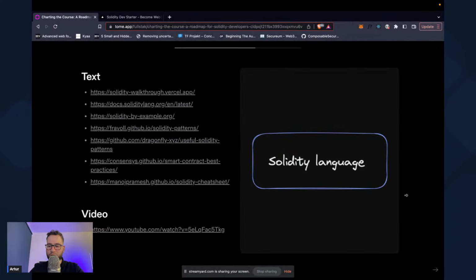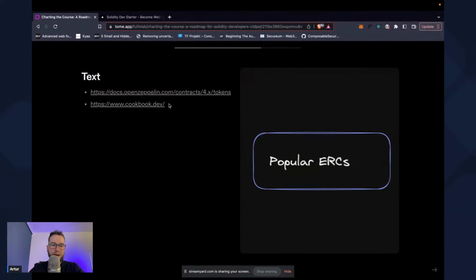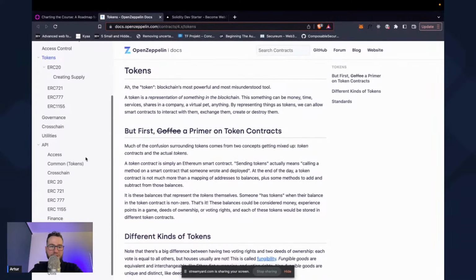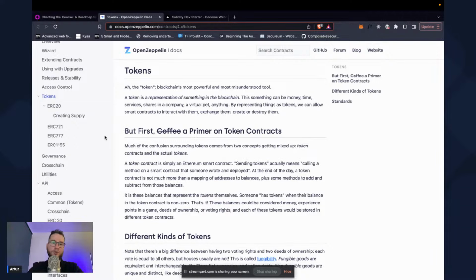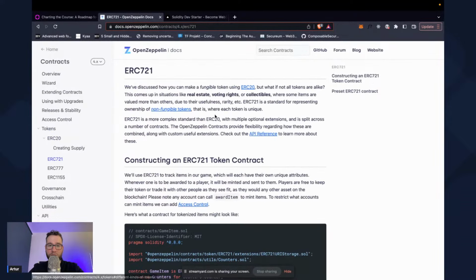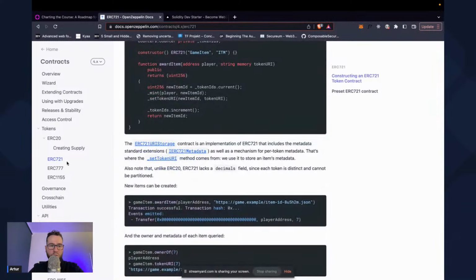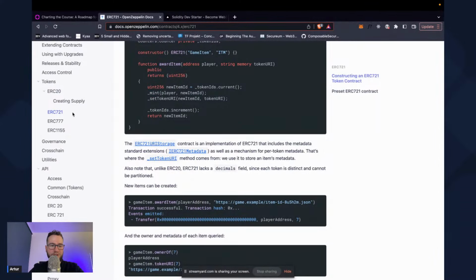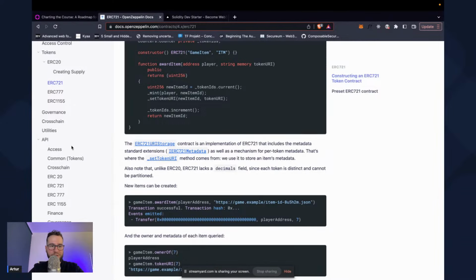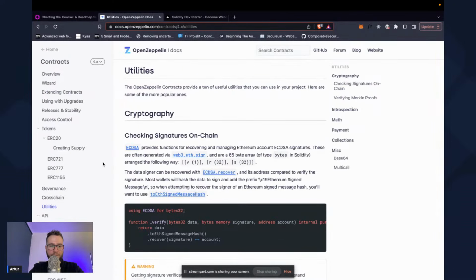Let's go to the next step, which is some popular ERCs. The first go-to page is the OpenZeppelin Docs. OpenZeppelin is an organization that makes standards of tokens, and they put them on their GitHub repositories. For example, if you would like to deploy ERC20 or ERC721 for NFTs, it's really good to always check what they have here, because they have ERCs for these most popular tokens, but they also have some concepts that are quite useful to check.